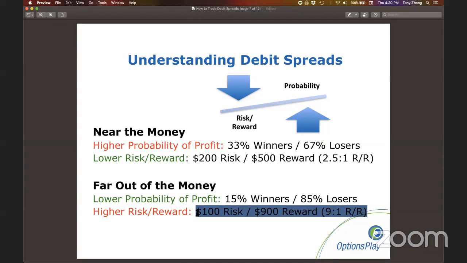So many of you that trade credit spreads that have 80% probability, 90% probability, sure, that might sound very good, but that 10% of the time that you're wrong, you're going to risk substantially more money than all the money that you collect on the first 4 or 5 trades.